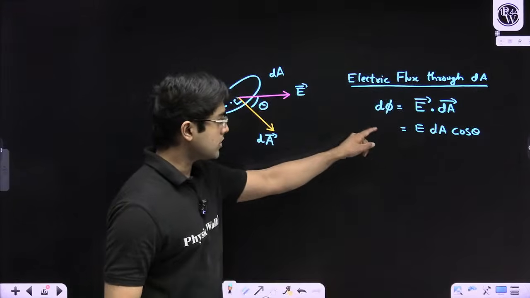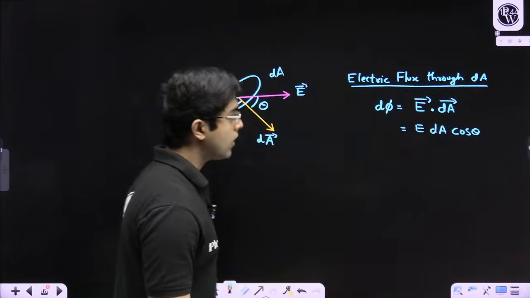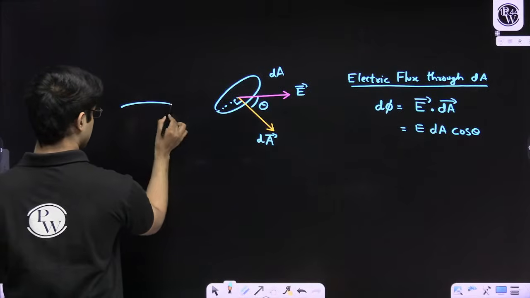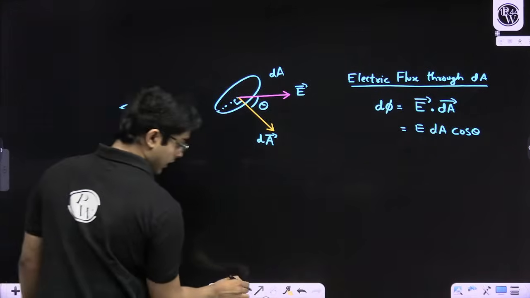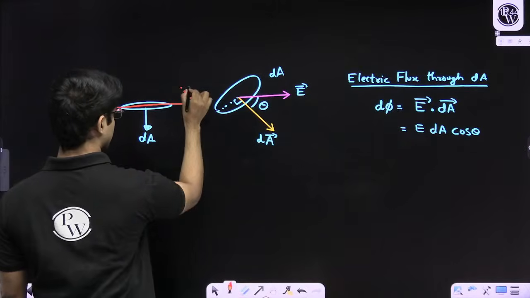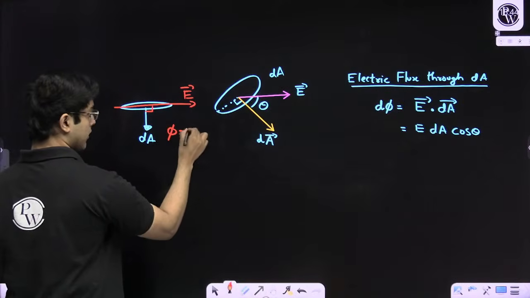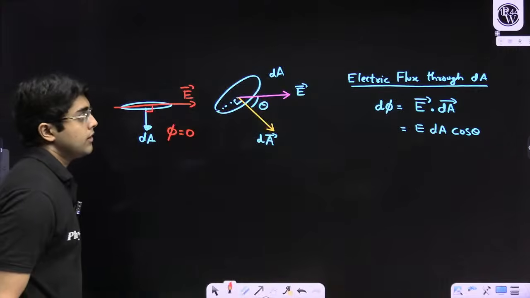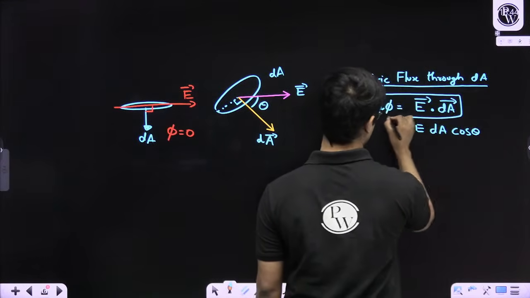As you can see, the flux depends on how strong the field is, how big the area is, and this cos θ takes care of the orientation. If the area and electric field are perpendicular, where the electric field is tangential to the area, the flux will be 0. In the formula too, if you put θ equal to 90 degrees, flux will come out to be 0. So this is the formula for the flux through any small area dA.